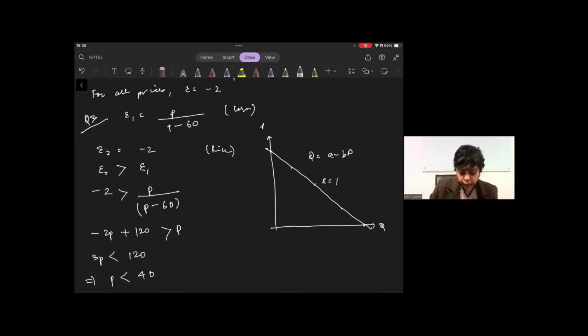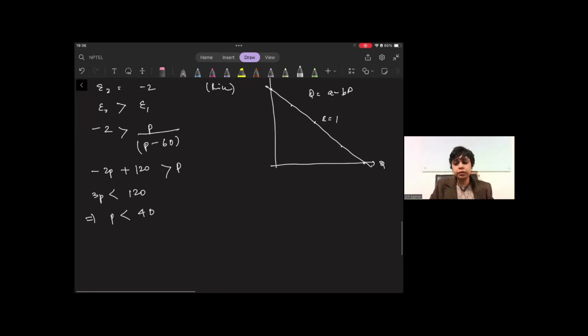Right? So that means that what we have arrived at over here is just the condition for which the price elasticity of demand for corn is less than that of rice. If price is greater than 40, in that price range, corn becomes more elastic than rice. Is this clear? It's not very complicated, we're just trying to test our understanding of price elasticity. Okay, can I move on to the next question?